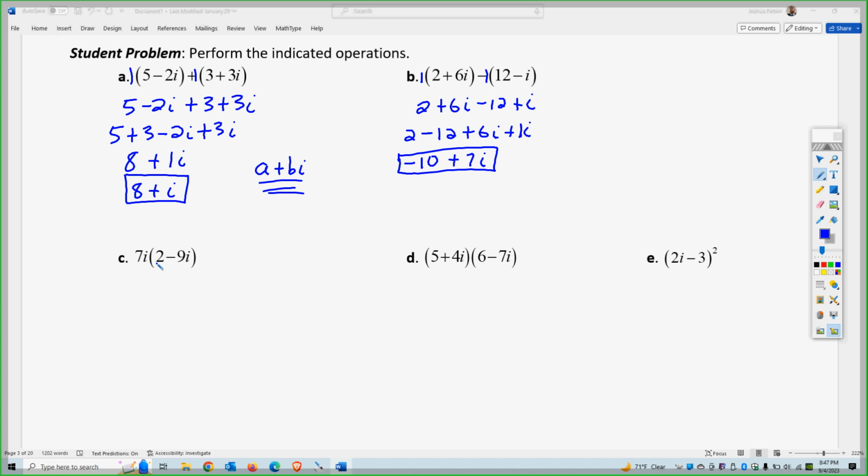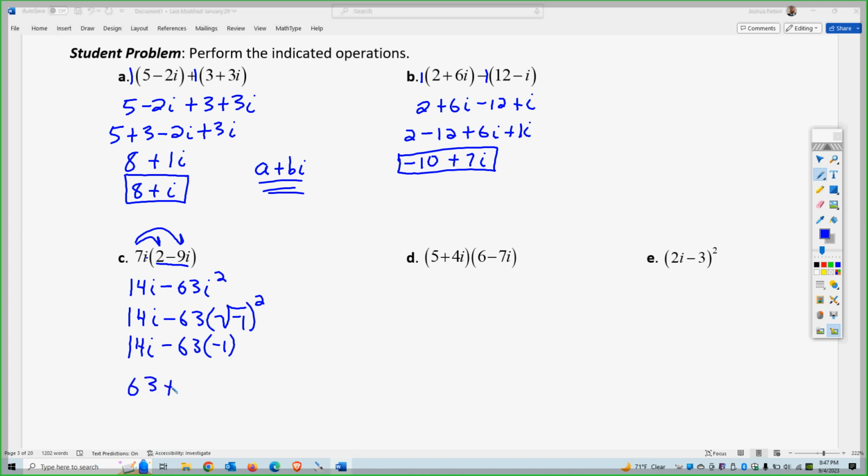So again, you can't do anything in the parentheses. They're not like terms, but I can distribute, which is multiply. So I get 14i minus 63i squared. So 14i minus 63 times the square root of negative 1 squared, which is 14i minus 63 times negative 1. So therefore 63 plus 14i. I don't know what happened to that plus there.